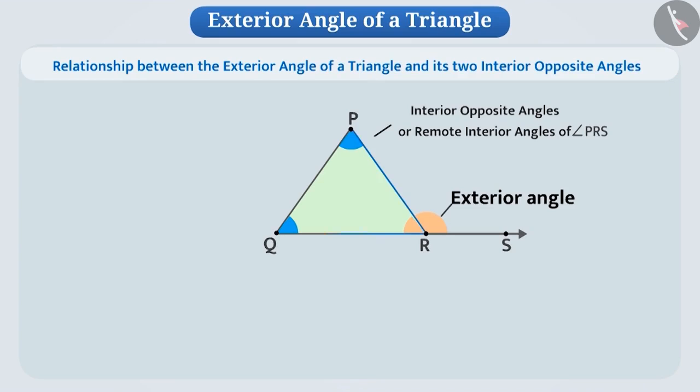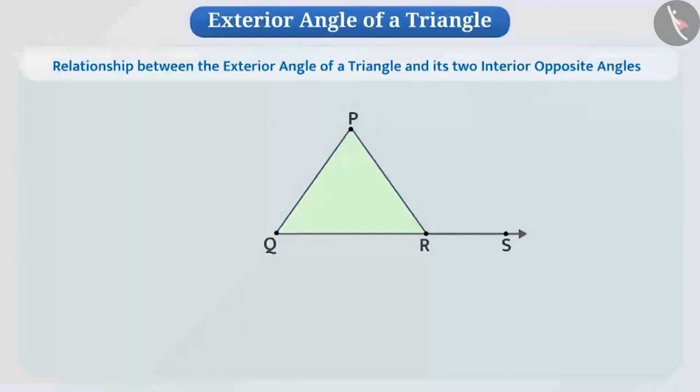Let's understand this in the case of triangle PQR and its exterior angle PRS. Cut out or trace copies of angle RPQ and angle PQR and place them adjacent to each other at angle PRS. As you can see here, angle RPQ and angle PQR together entirely cover the angle PRS. What does this tell you? Give it a try.